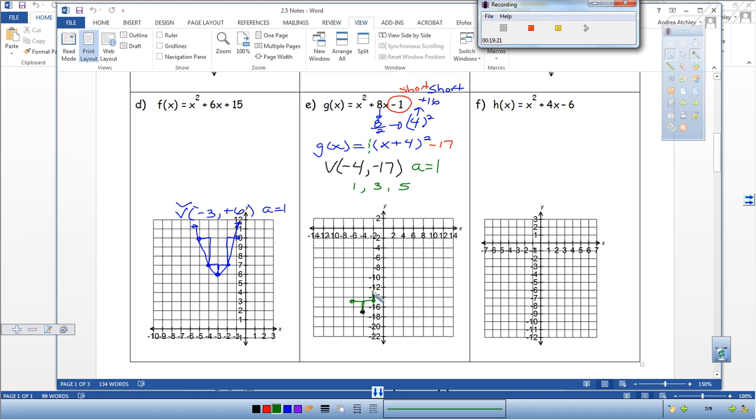Then up 3, 1, 2, 3 and over 1. Then up 1, 2, 3 and over 1. Then I can go up 5, 1, 2, 3, 4, 5 and over 1. Up 1, 2, 3, 4, 5 and over 1. That's my pretty parabola. Any questions? Yes?